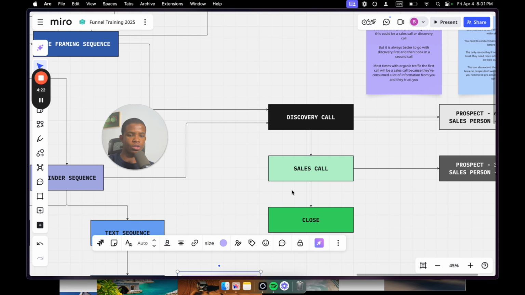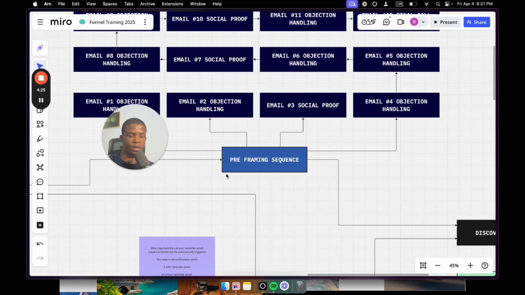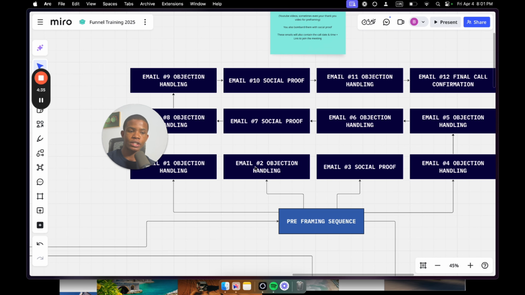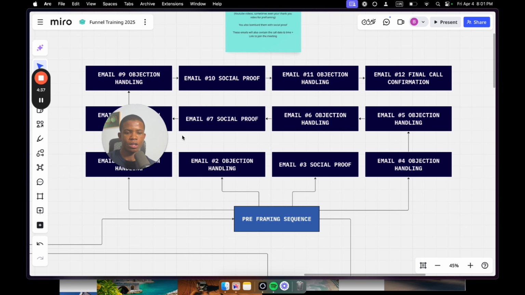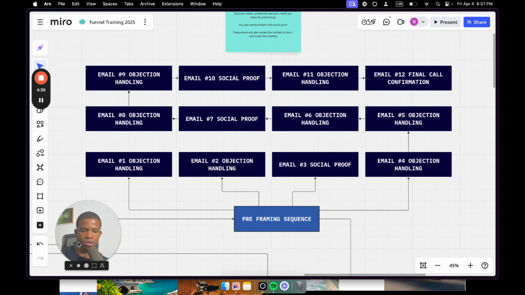Now, we go on to the pre-framing sequence here. Now, this is one that I don't see people talking about. And the only people I know who implemented this right now are me and a couple of other people. But this is essential if you want to get people to close. And there's multiple ways you can do this. It's not only done by email.